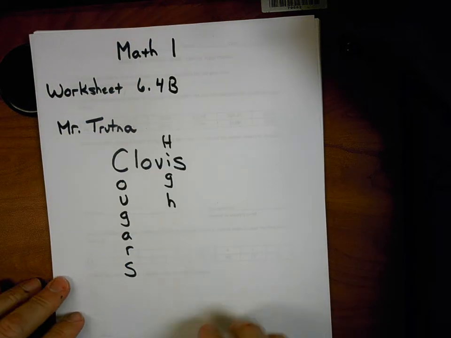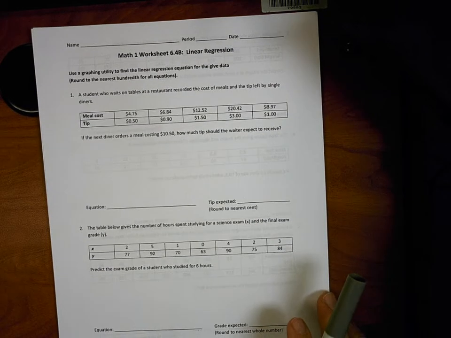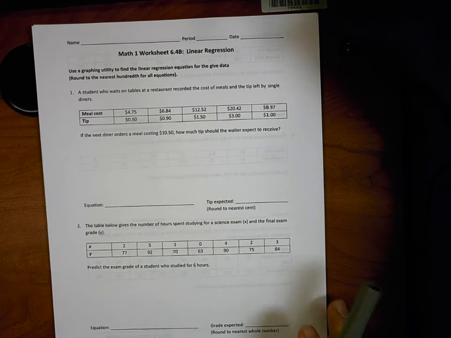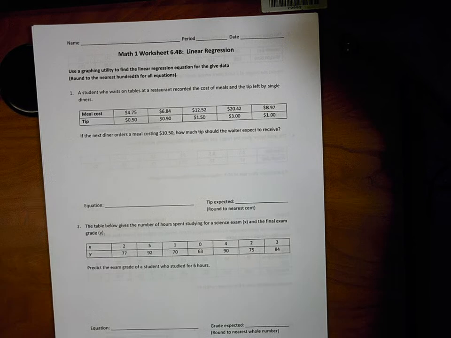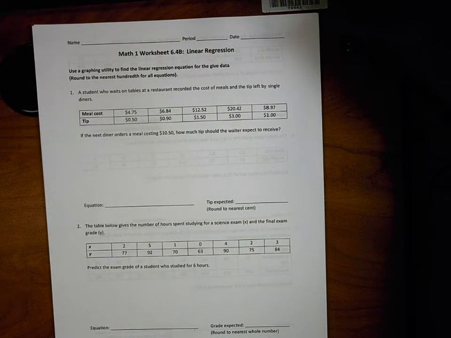This is Math 1, and we're going to be going over Worksheet 6.4b. This is what the worksheet looks like right here. Now, notice the instructions when we're looking at it. It says, use a graphing utility to find the linear regression equation for the given data.